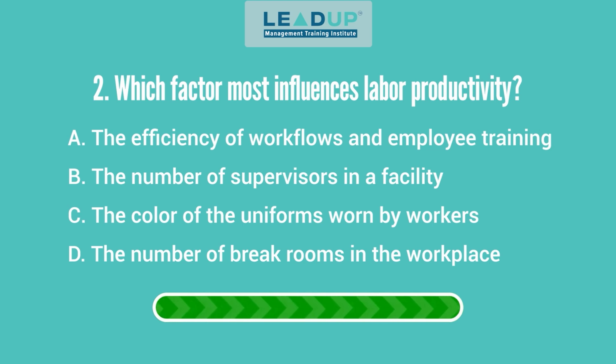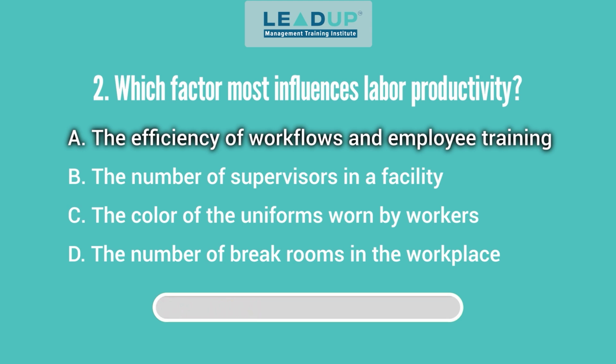Question 2. Which factor most influences labor productivity? A. The efficiency of workflows and employee training. B. The number of supervisors in a facility. C. The color of the uniforms worn by workers. And D. The number of break rooms in the workplace. The answer is the efficiency of workflows and employee training.